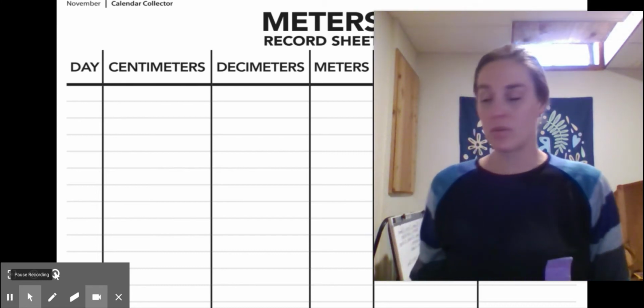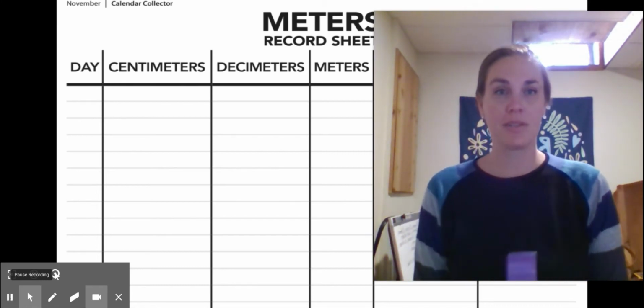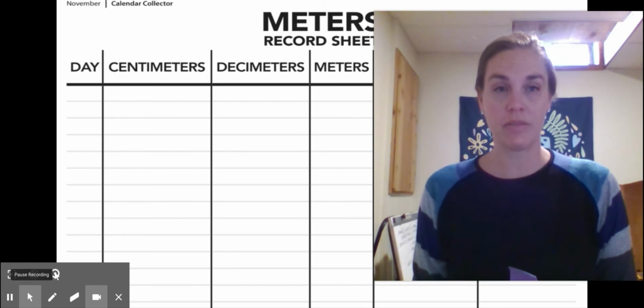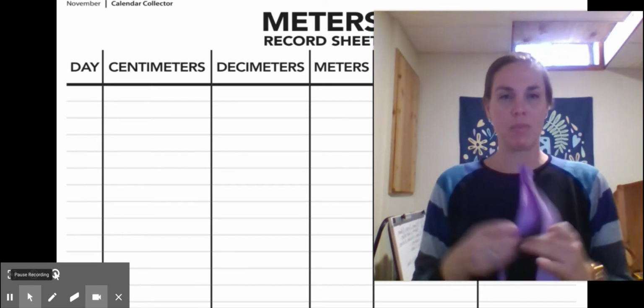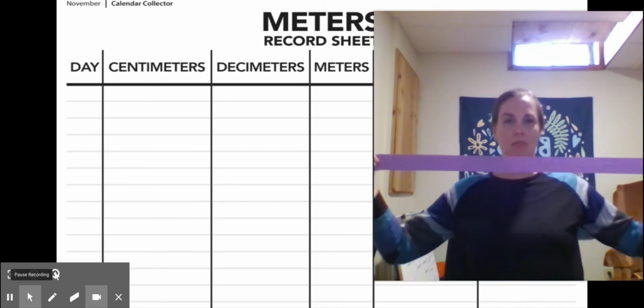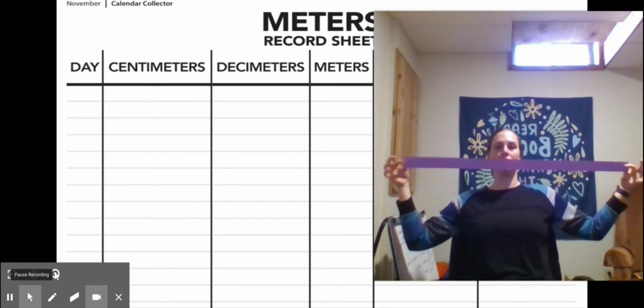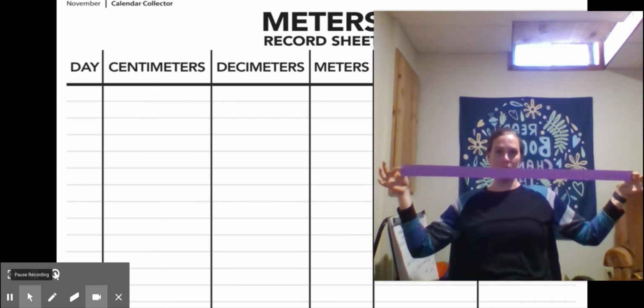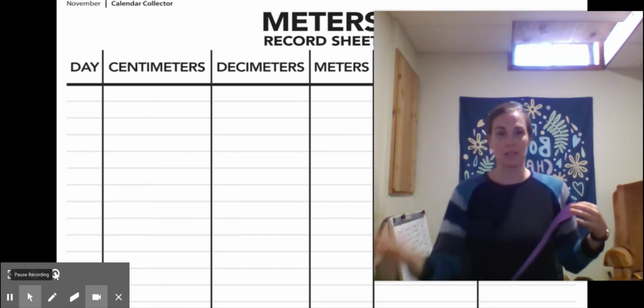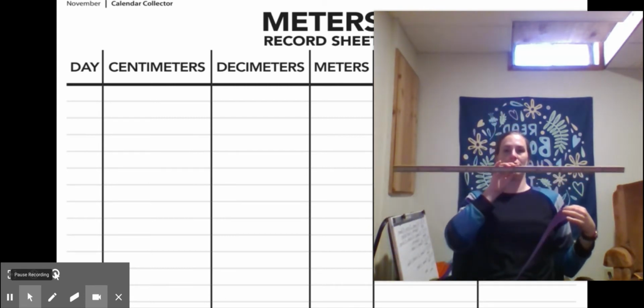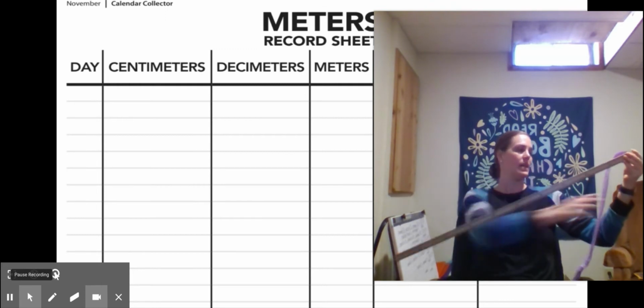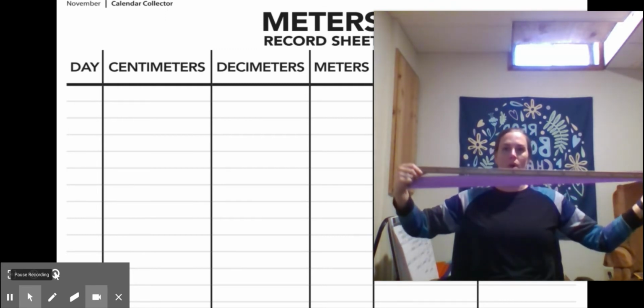All right, for number corner this month, we are doing a collection of meters, so kind of a meter a day. And I have some paper here that is 1 meter long. If I back up far enough, you should be able to see that whole meter, right? And I think back to when we were in school and we had our meter sticks, right? I can see that, hey, yeah, this is 1 meter.